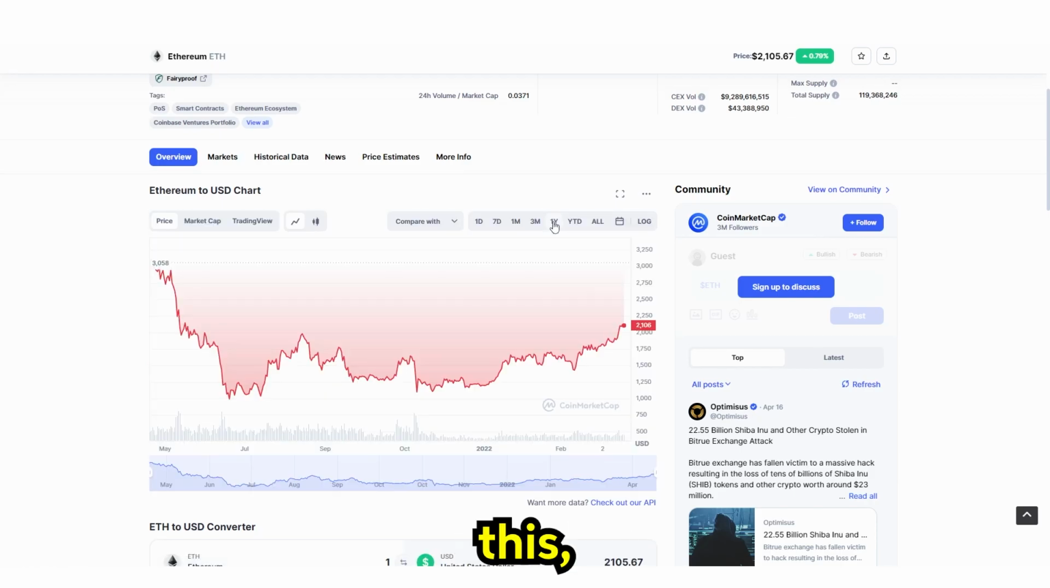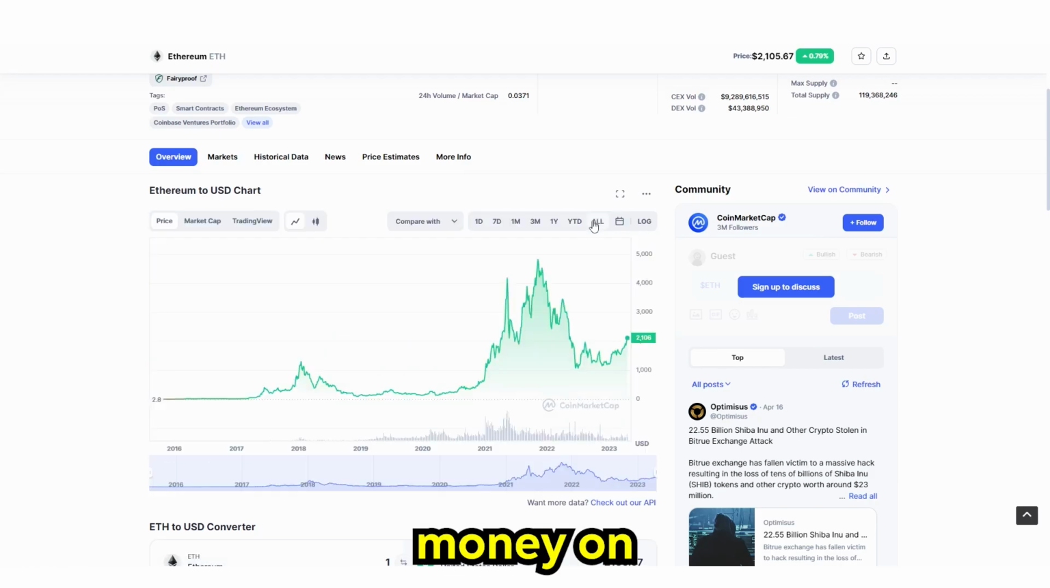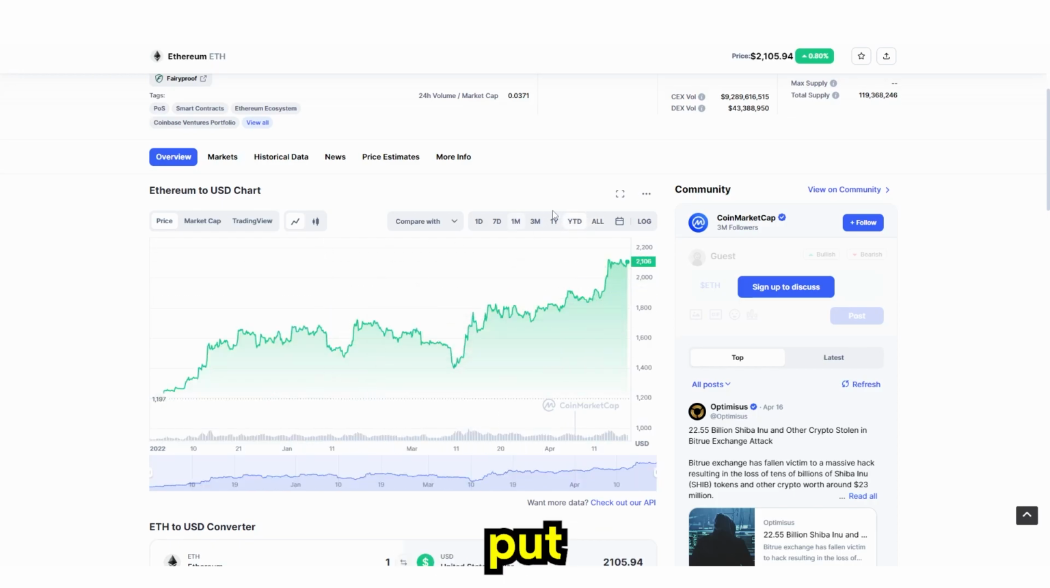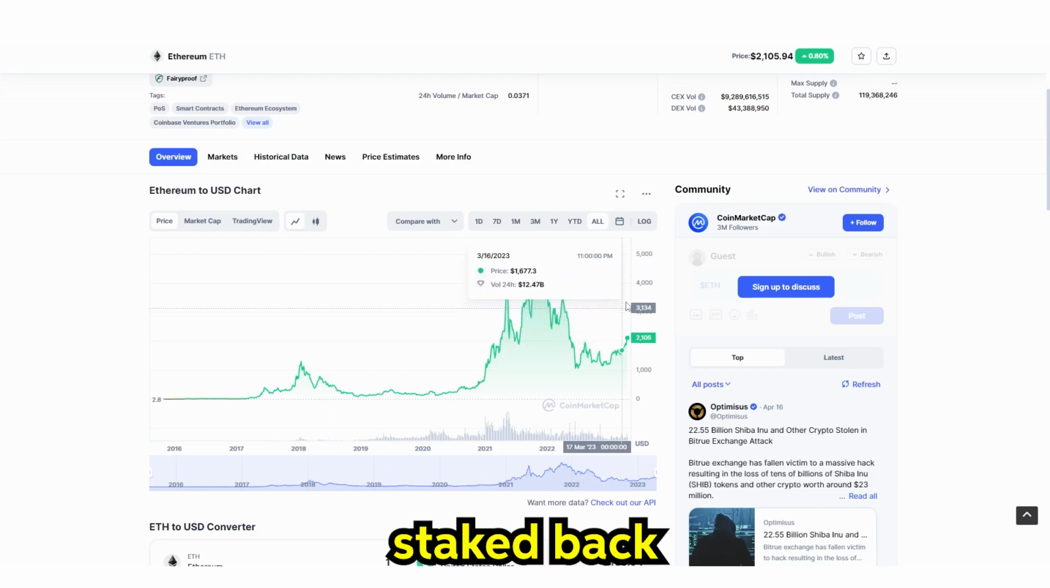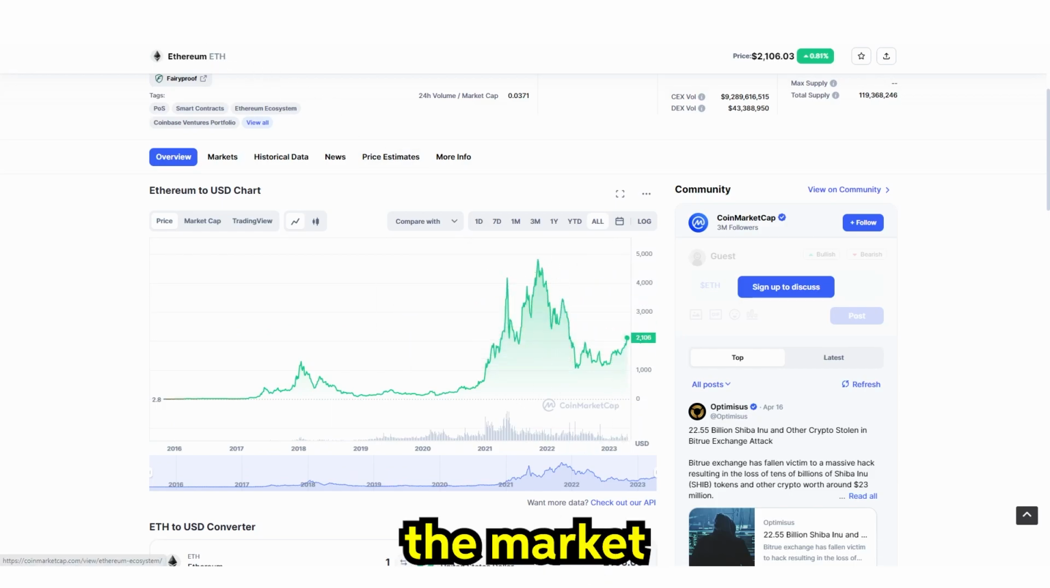So you got to think about it like this, guys. Of course you do want money as a return, and you can see, imagine if you put some money into Ethereum and then let's say for example you're getting your money staked back and then you're also getting a return because the market is moving up.